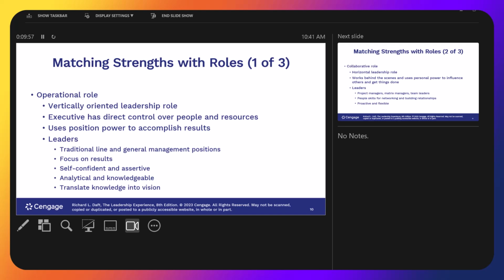Vertically oriented leadership role: the executive has direct control over people and resources and uses the position of power to accomplish results. I won't read all of those, but this is matching your strengths with roles, exactly the example I just gave you.